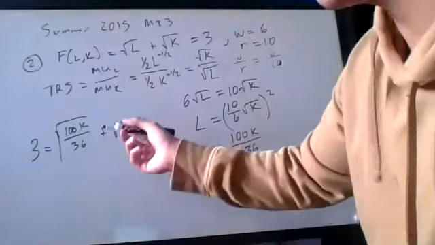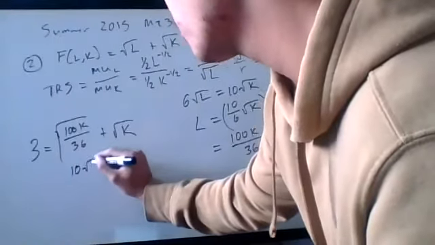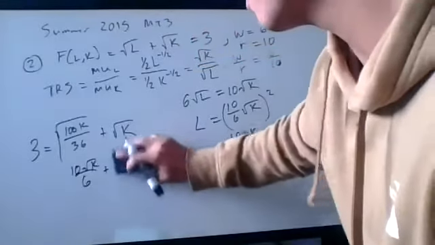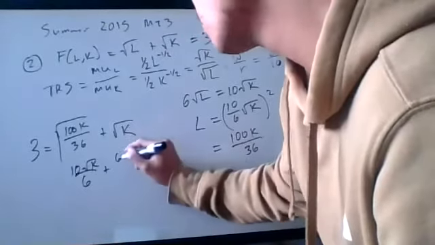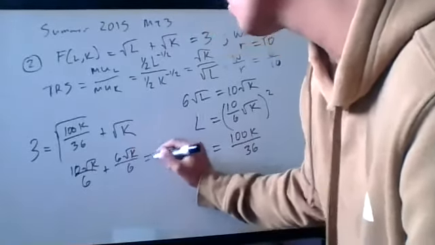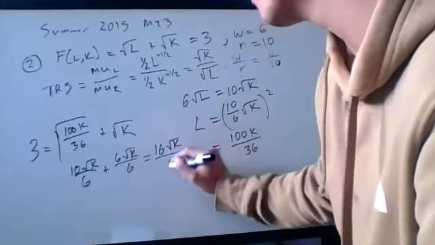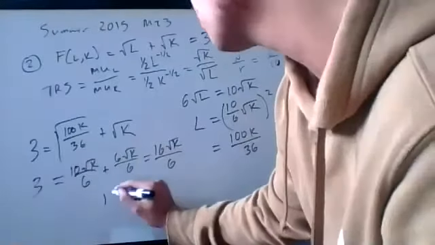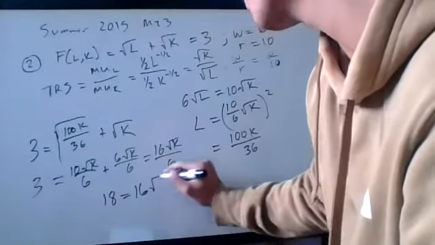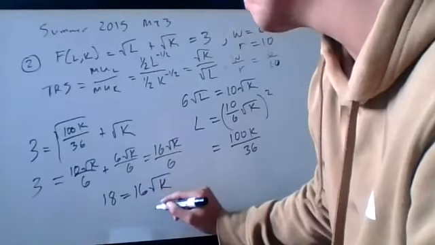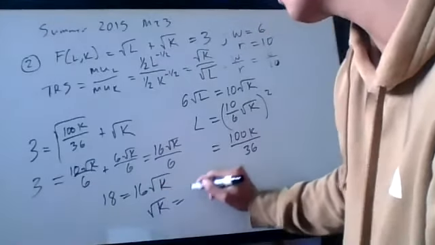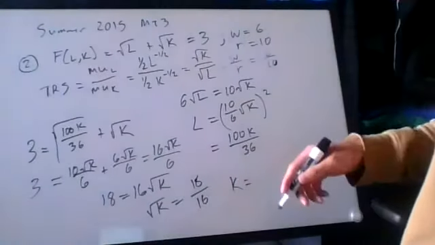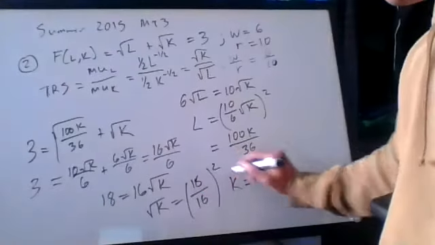If you want to work through this, this would just be 10 times the square root of K over 6 plus the square root of K. This is equal to 6 square root of K over 6 equals 16 square root of K over 6. And this is all equal to 3. And so 18 is equal to 16 times the square root of K. And so the square root of K is equal to 18 over 16. And so K is equal to pretty much this whole thing squared.